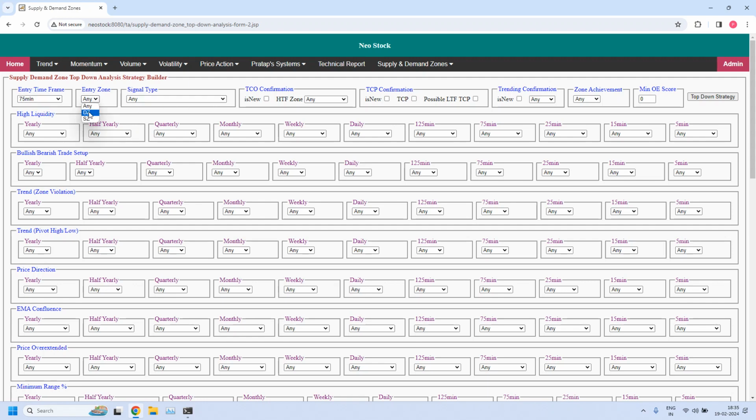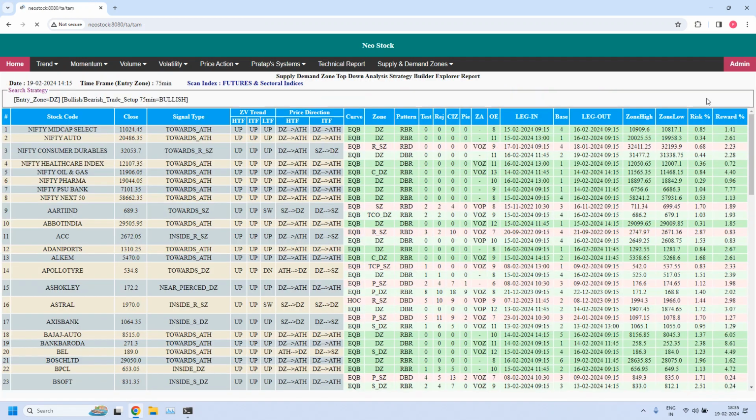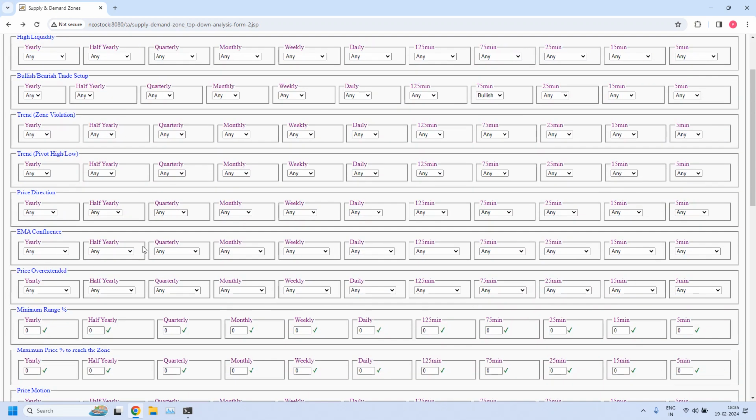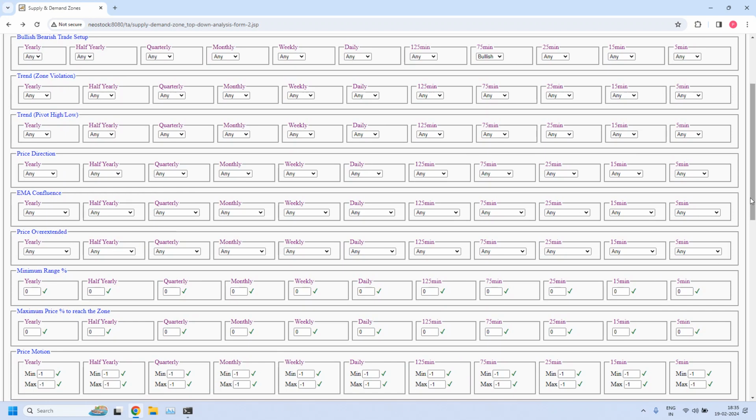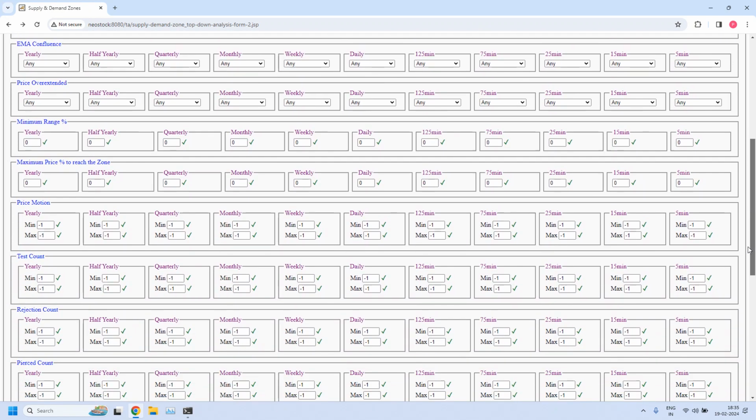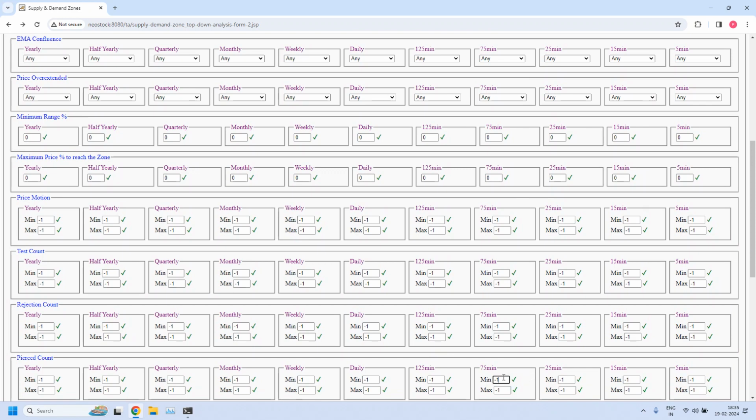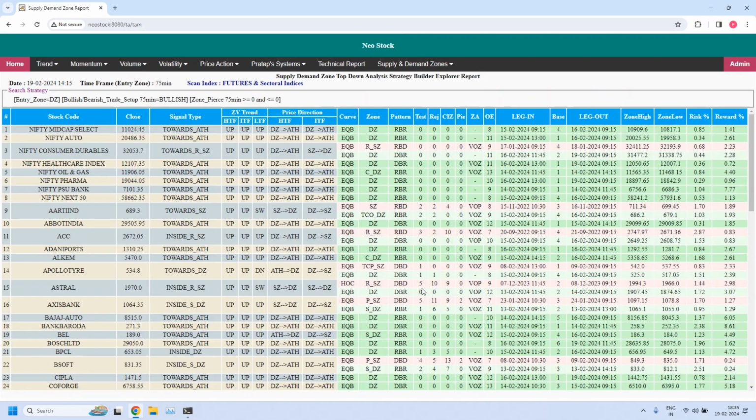And the entry zone should be demand zone because it is a bullish trade setup. In bullish or bearish trade setup parameter, in 75 minutes, I am selecting bullish. Now let us generate. All these stocks are currently supporting bullish, but let us eliminate the pierced zones because we don't trade by using pierced zones. In pierced count on 75 minutes, I am setting the value 0, and now we will filter. All the demand zones are not pierced now. Now you can check in the column PIE. But how many stocks are there? Let us scroll down.